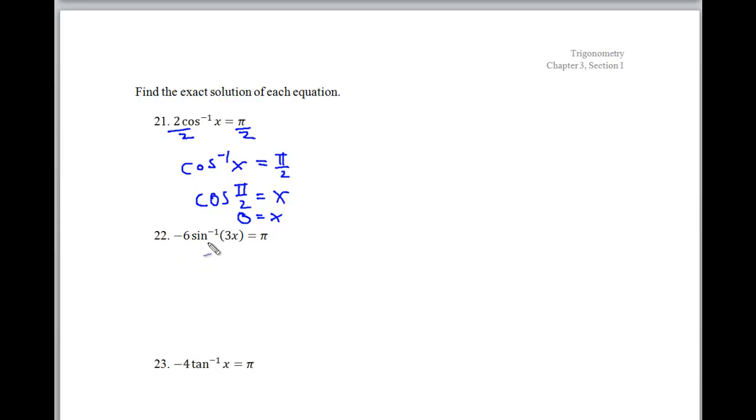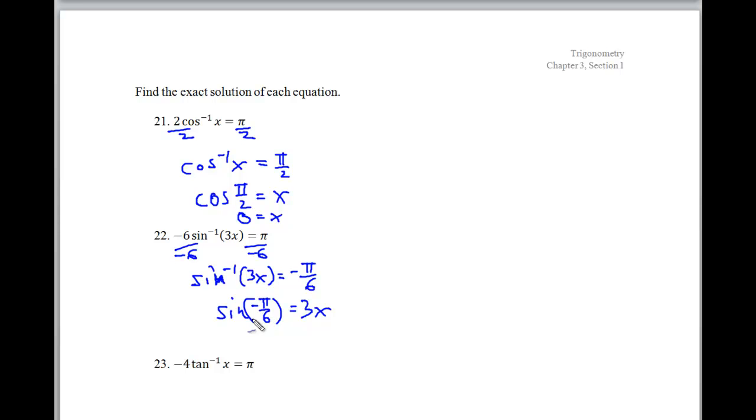In this problem, we're going to follow the same things. We're going to try to get the inverse sine all by itself, but things are going to be a little trickier with a 3 there. So we're going to divide both sides by -6. And so what we have here is the inverse sine of 3x is equal to negative pi over 6. Again, knowing that inverse sine of x is equal to y, we can flip-flop the x and y to get an equivalent equation that is the inverse of itself. So this is sine of negative pi over 6 is equal to 3x.